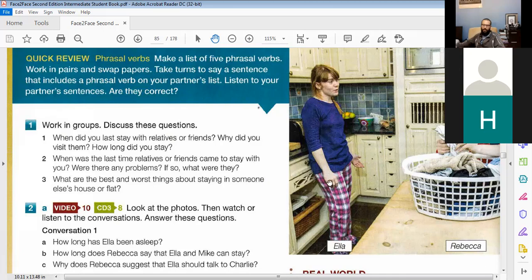So maybe they came back and I don't know why they're staying with their friends, but maybe their house has some renovation or refurbishment. Maybe they can't stay in their home.